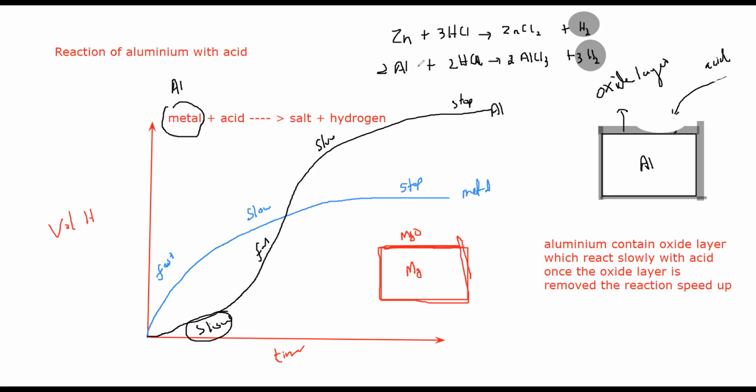Is the concept clear now? So an oxide layer is formed for other metals also, but the thickness, the size of the oxide layer also defines the inertness of the metal.